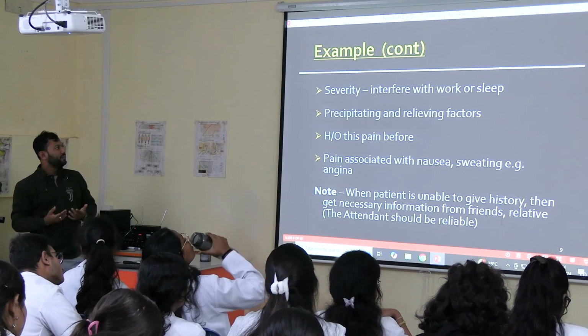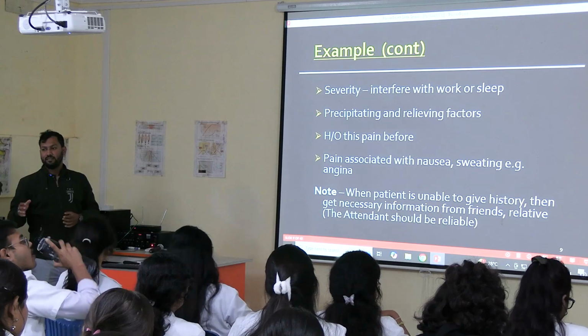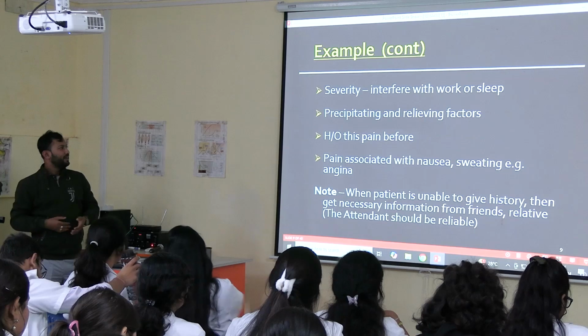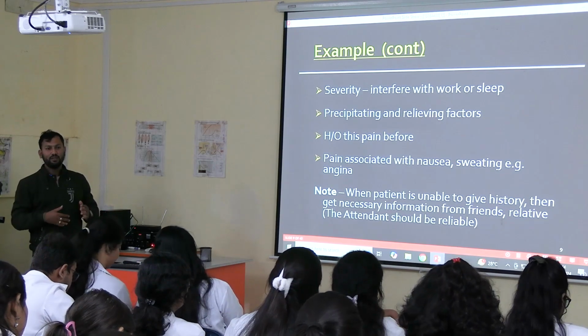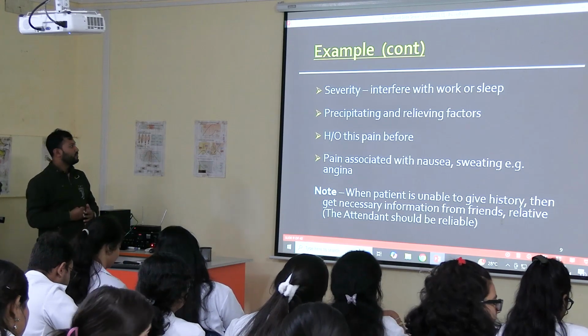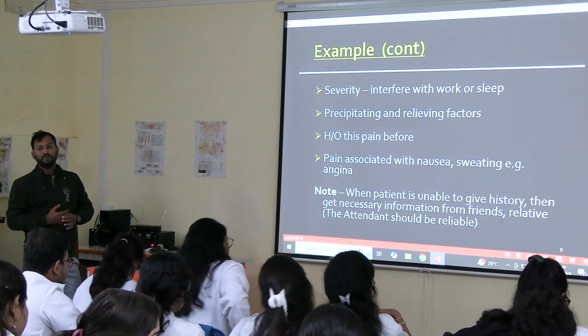Then with severe pain, there may be interference of work. For some pain, you might stop coming to college. You might stop going to work. There is that kind of pain, and you might not be able to sleep for this pain. So that is a severe kind of pain. So we will ask if the pain is this much severe, or it is mild or moderate. Then we will ask about the precipitating and the relieving factors.